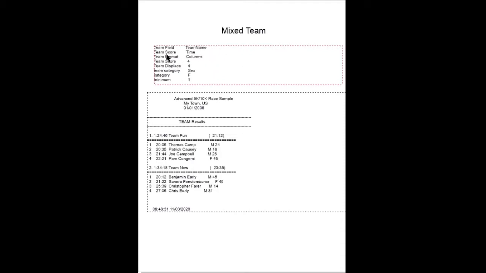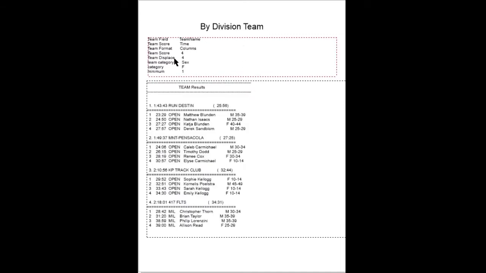On a mixed team, we can now separate out, saying we want to have the same information here, but we're going to do a team category of sex, the category female, minimum of 1. So now on each team we'll have at least 1 female. When we get down by this division, we can have the same mixed team, but we're going to actually display the team division in our listing, and it'll actually show the first open team, the second open team, the third open team. But now we have a military team that shows up in 4th place overall.